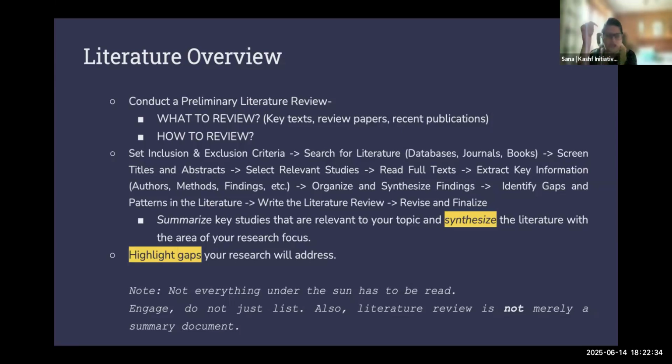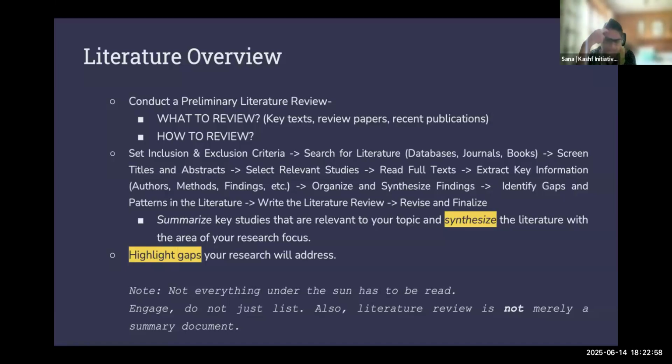It's not a complete summary, but it's also not a full-fledged literature review. It's somewhere in the middle, because you are simply at this stage reading up on what you're trying to research. You are going to flag some key texts, review some papers, some recent research publications related to your broader area, related to the topic that you want to study. You might search for literature based on different databases, journals, books that exist.